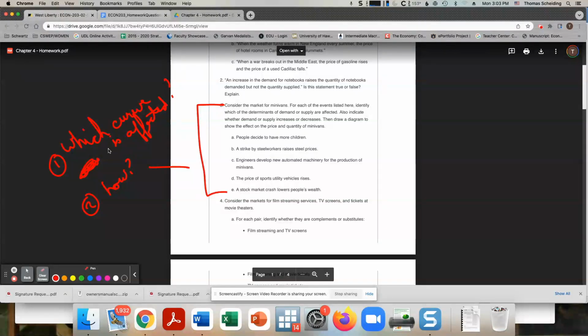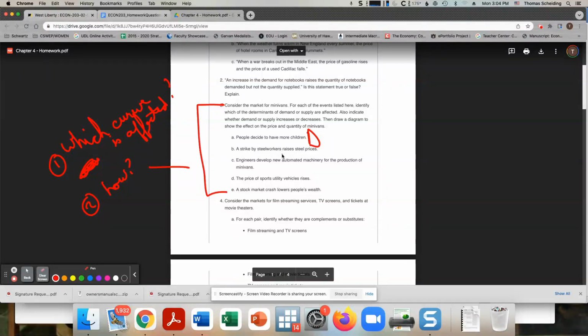So what would happen if people decide to have more kids? Does that affect the production of the minivans, or does that affect the consumption of the minivans? If it's a consumption question, then it's demand. If it's a production side, then it's supply. Well, you have more kids, so you need to buy more minivans. So this is going to affect demand.